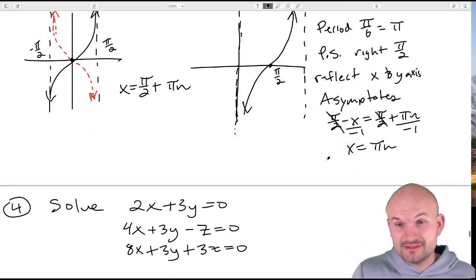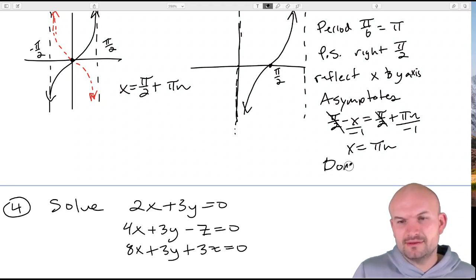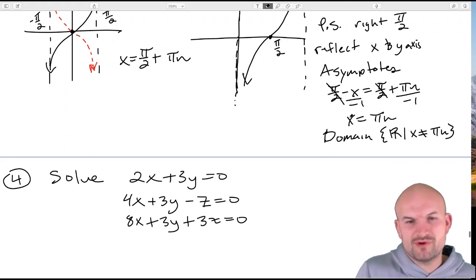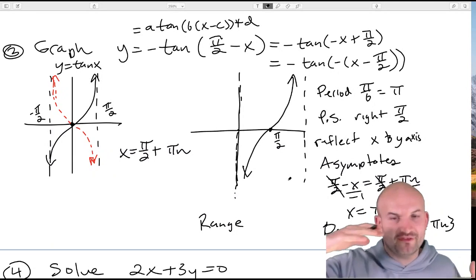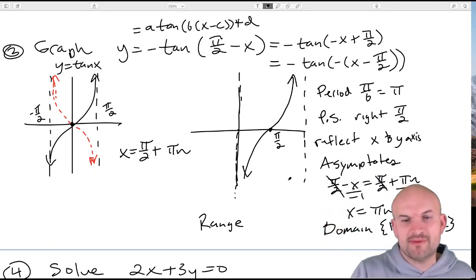So the domain is going to be all real numbers such that x cannot equal pi n. And let's just do the range as well. The range, you can see that the graph is not bounded. It continues indefinitely in the negative as well as in the positive direction.